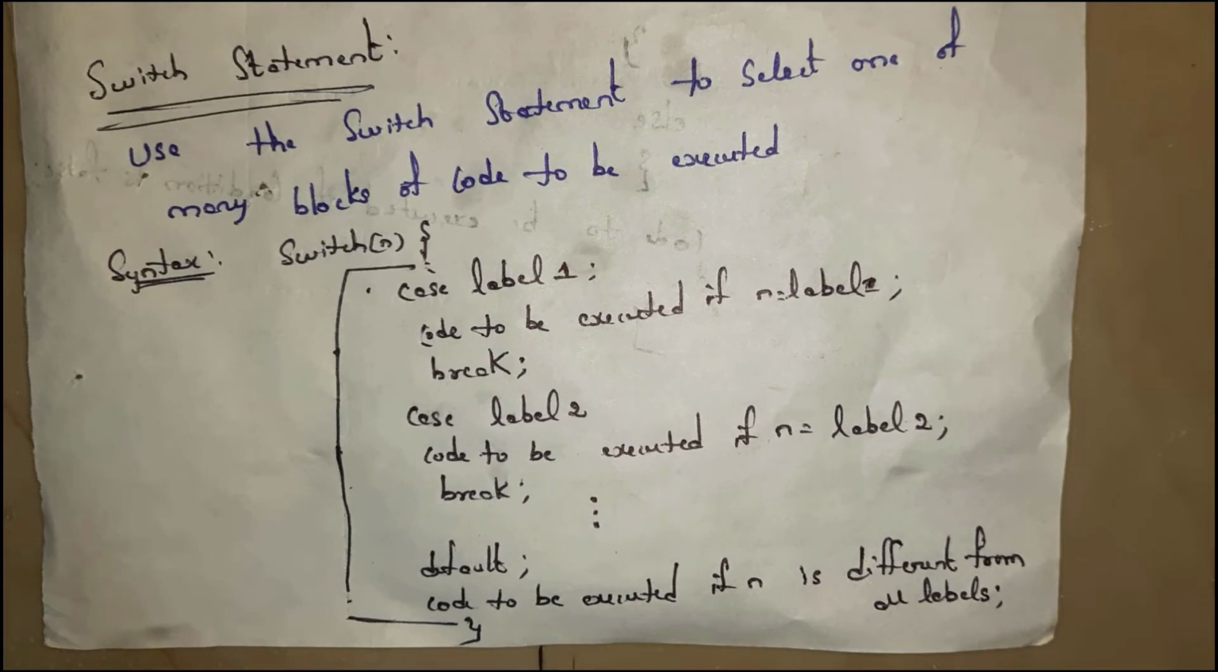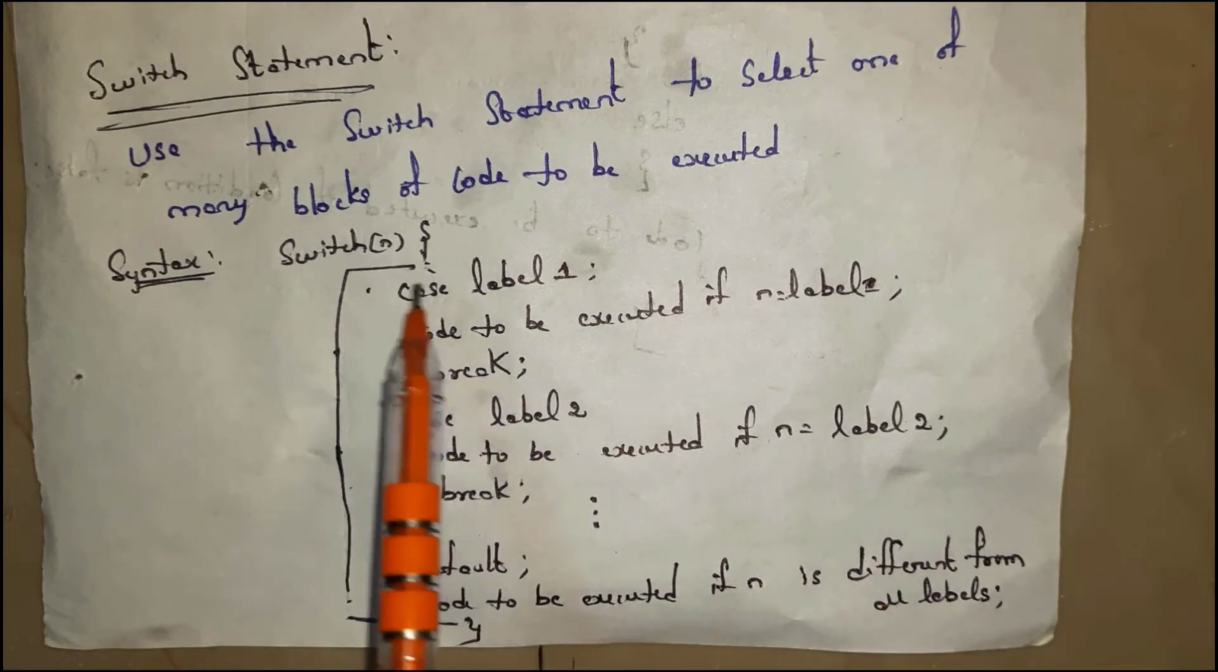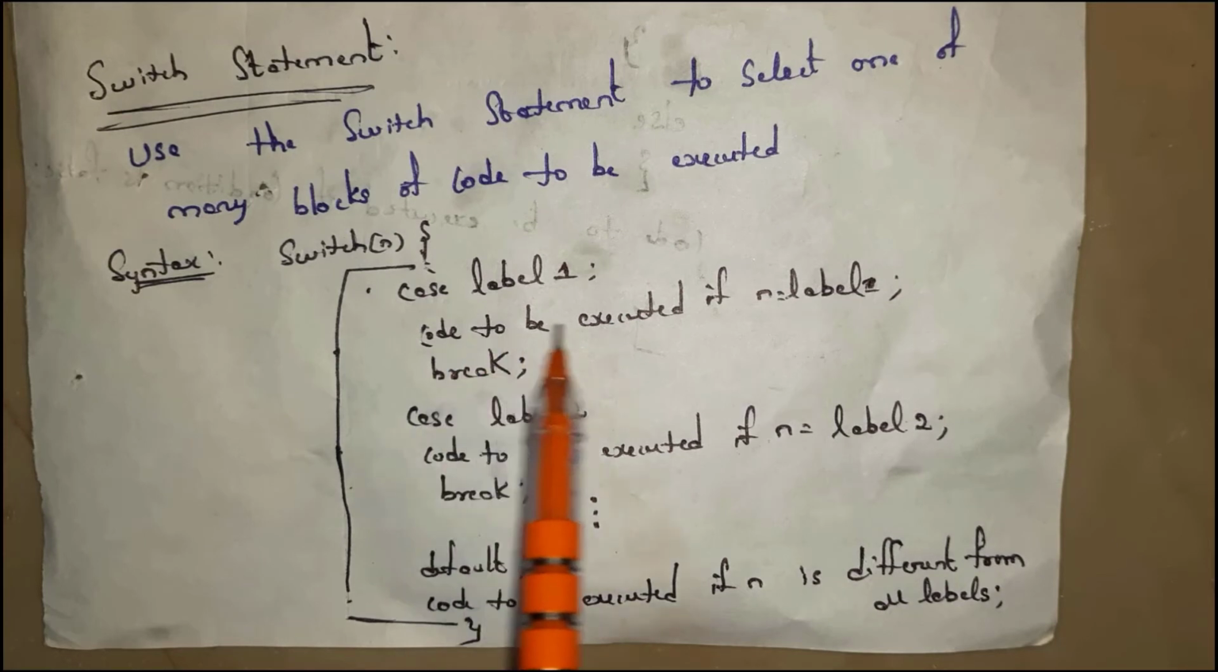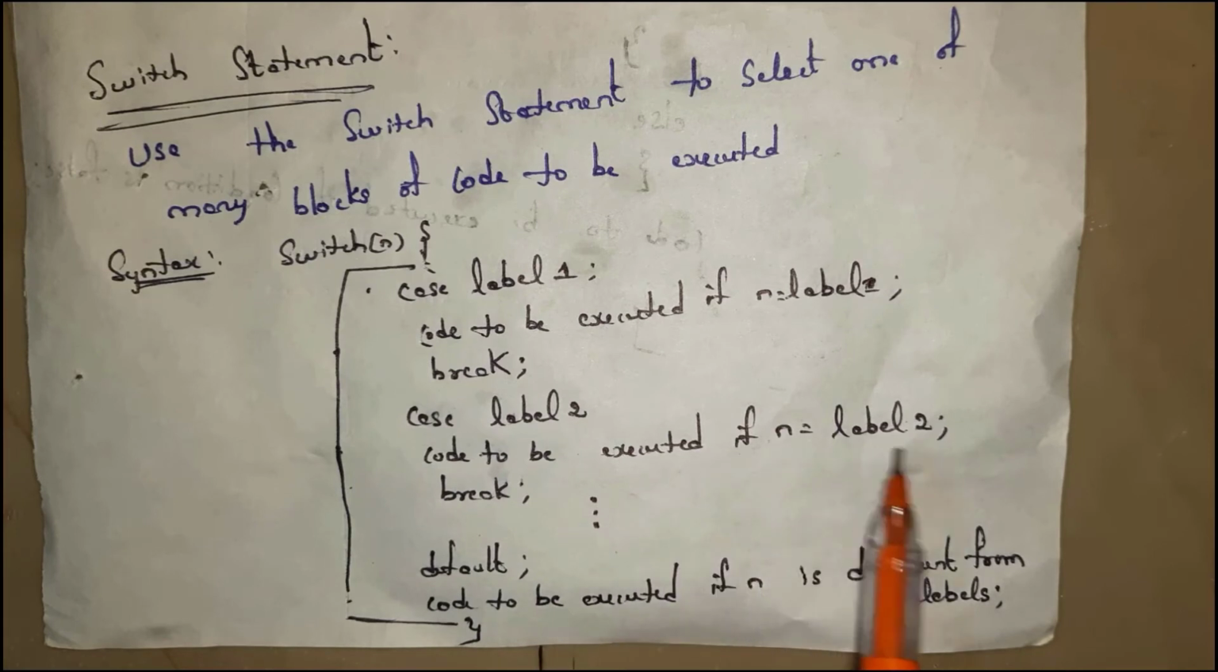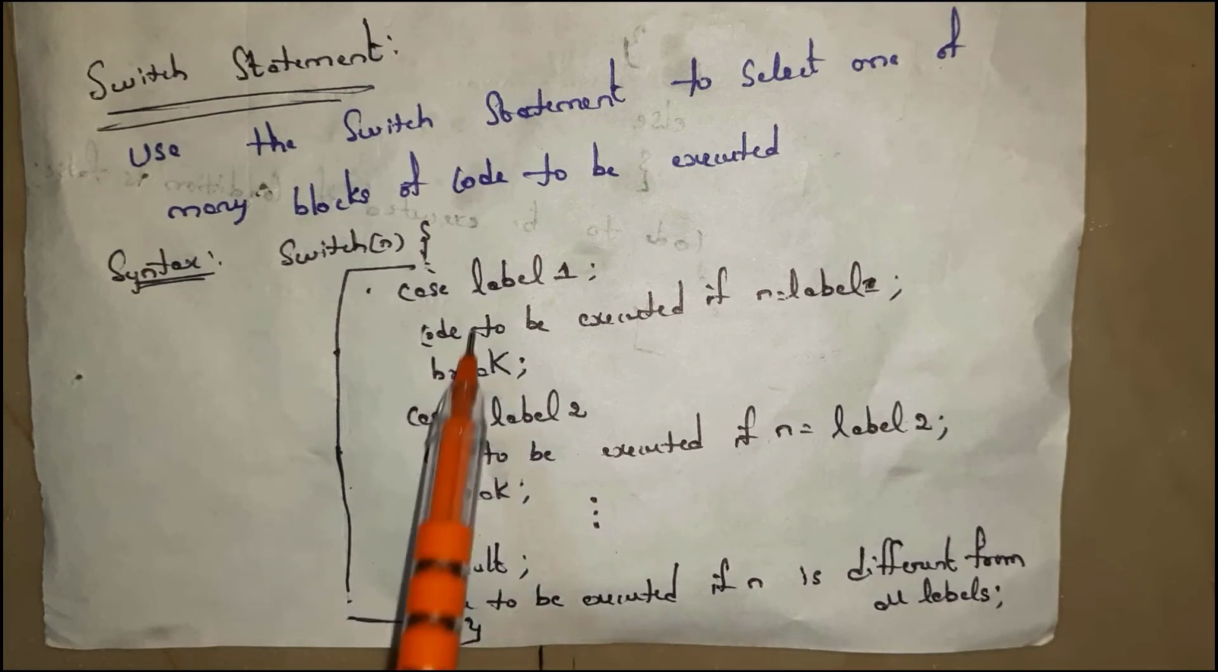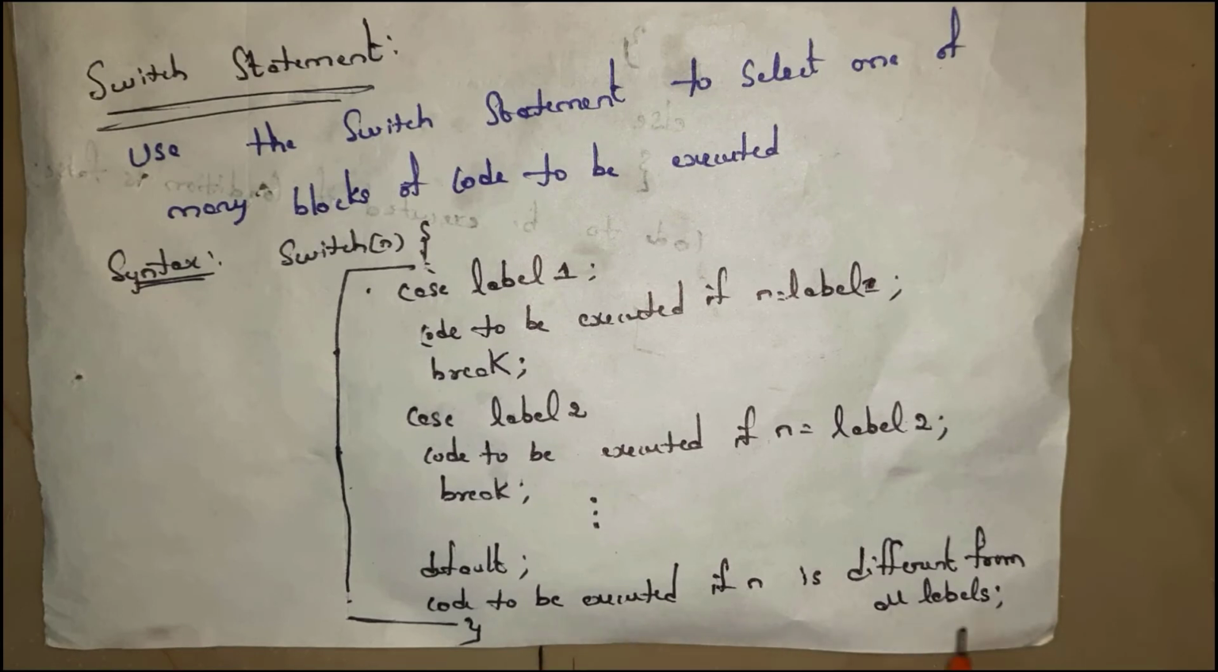See the syntax. Switch n, case label 1, code to be executed if n is label 1, break. Similarly, case label 2, code to be executed if n is label 2, break. Similarly, continue. And at last, we have default statement. If all these conditions are false, then default statement is going to get executed. That is, code to be executed if n is different from all labels.